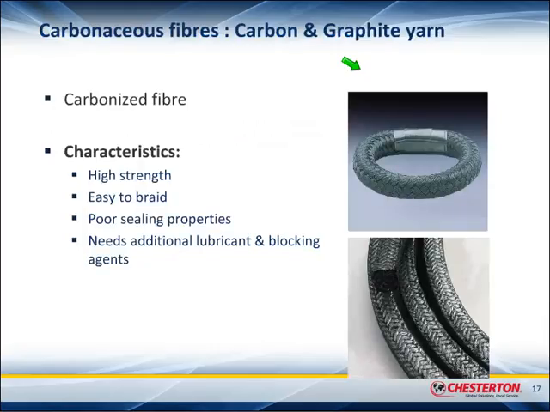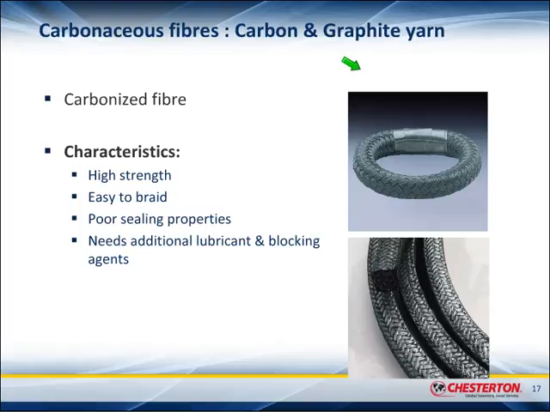So let's look at carbon and graphite yarns. The characteristics of graphite and carbon in general are very high temperature resistance and very good chemical resistance. It can withstand the whole pH range of 0 to 14. The only exception is some strong oxidizing agents that it is not resistant to.